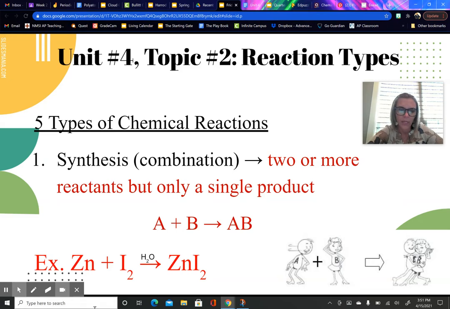That's why that H2O is over the arrow, because we know catalysts appear over the arrow. So zinc is going to react with iodine. We add a catalyst to make it happen very quickly, and we are going to form zinc iodide as our product.